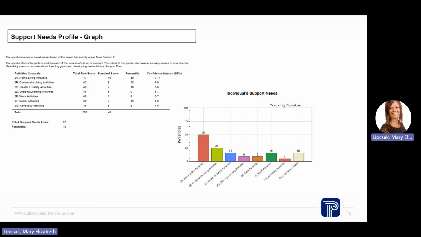The Support Needs Index number, SNI, shows an overall summary score. The higher the SNI number, the more support is needed. Lastly, the confidence interval of 95% relates to the assessment's accuracy and not to the individual's support needs.